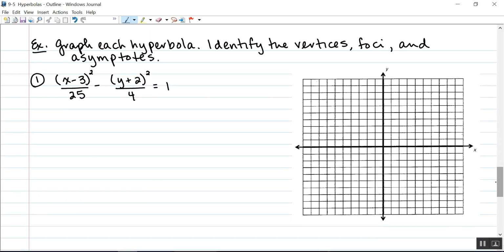Now here we're given the equation of a hyperbola, and we have to graph it and identify the vertices, the foci, and the equations of the asymptotes. So to graph this, I'm going to start by graphing the center. So my center is at the point (3, -2). There's my center. And 25 is a squared, so a is 5. And b is going to be 2, because this is a squared and this is b squared.